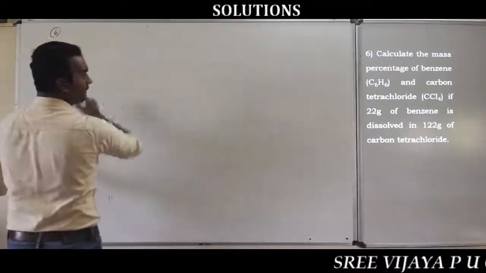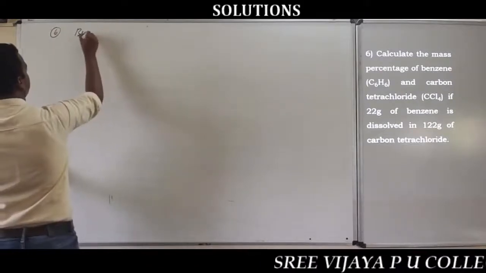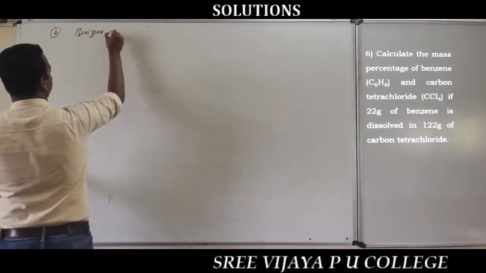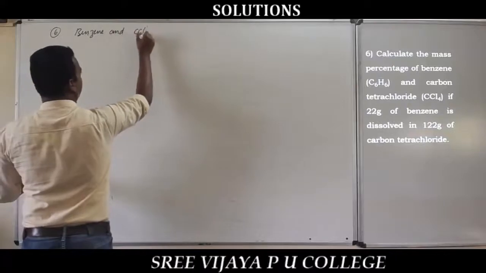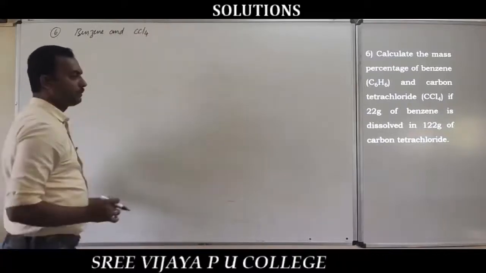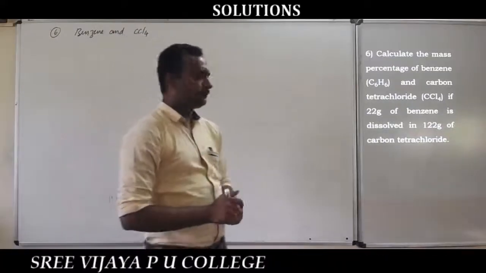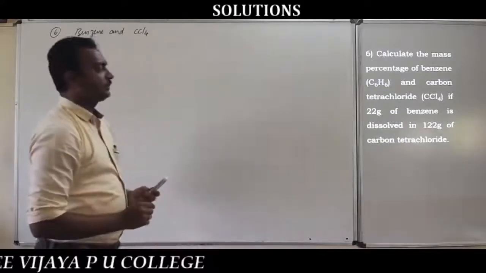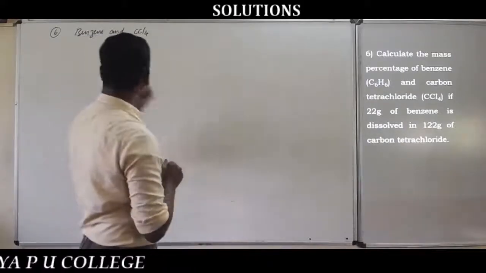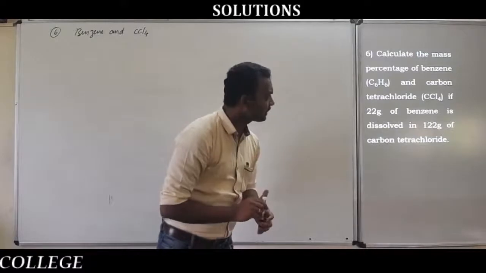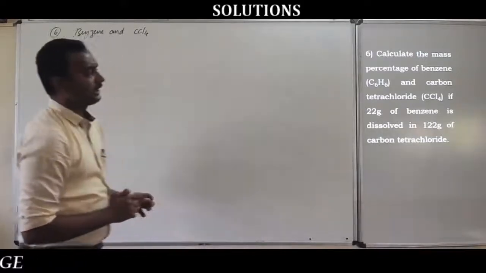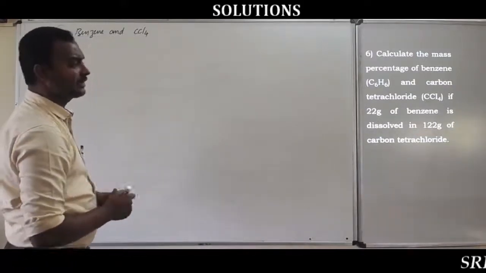One is benzene and another one is carbon tetrachloride. There are two components in a solution. So by mixing of these two components, we get the solution. The solution consists of how much of benzene? Calculate the mass percentage of benzene as well as carbon tetrachloride.